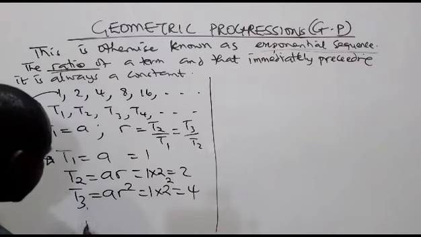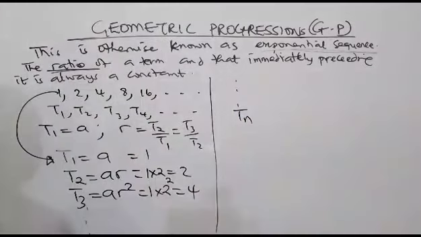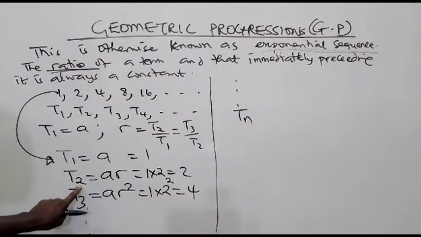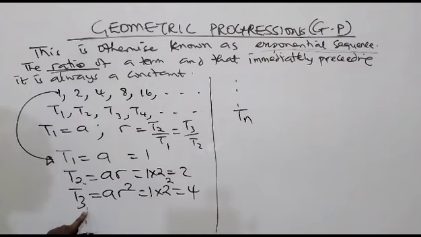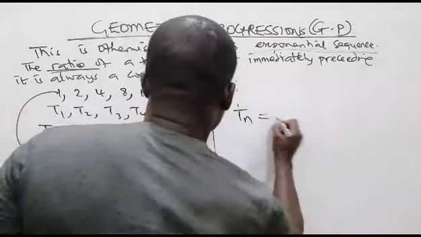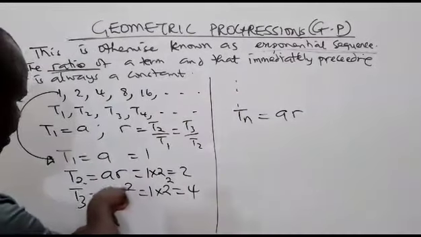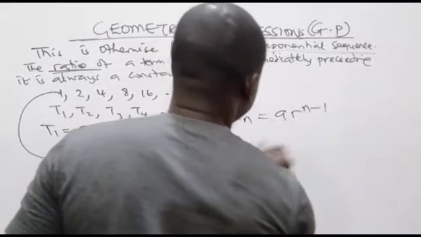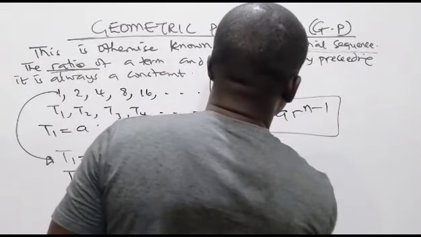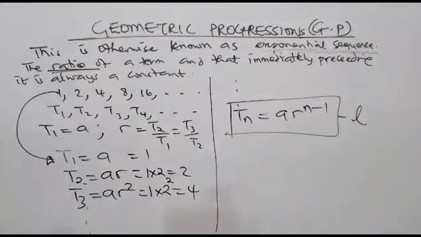If you continue in this form, then Tn, the last term, will be, look: when the subscript is 2, we have R raised to power 1. When the subscript is 3, we have R raised to power 2. Now, when the subscript is n, what are we going to have? We are going to have A R, and the power keeps reducing by 1, that is n minus 1. Then this is the formula to find the last term or the nth term of a geometric progression.